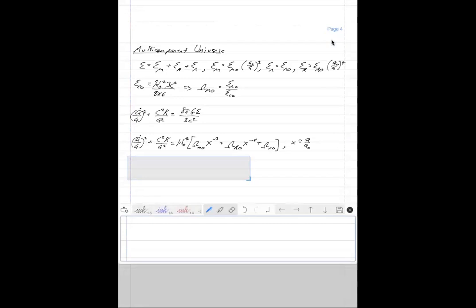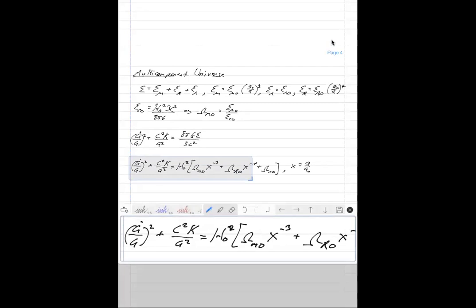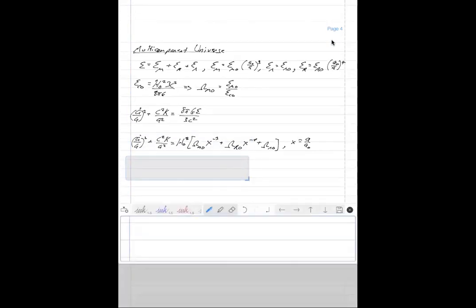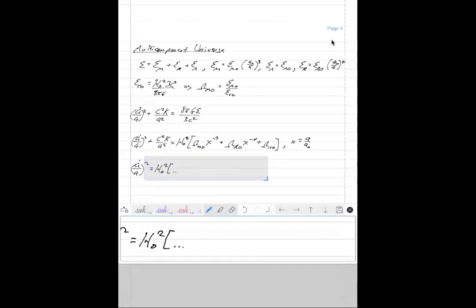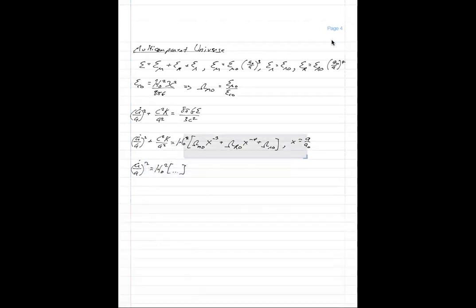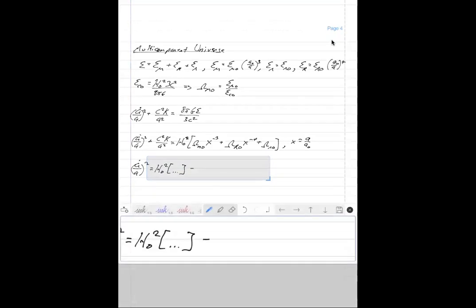And then what we're going to do is let's go ahead and move this curvature term, the c squared k divided by A squared, to the right-hand side. So rewriting, we have A dot over A squared is equal to H naught squared, and then times, instead of writing all this stuff out that's in the bracket, I'm just going to do this. That's meant to represent everything that's in that bracket. And now subtract c squared k over A squared.